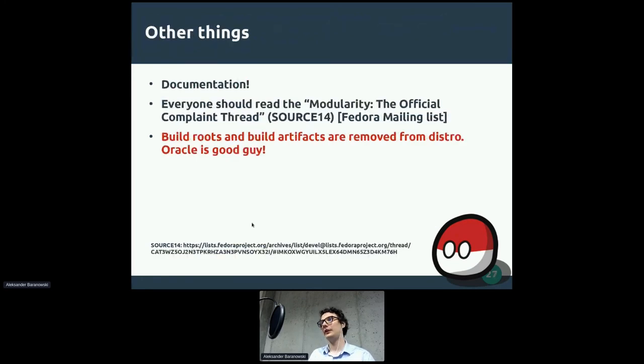Okay. The other thing that I believe should change when it comes to modules, the first and most important thing, is documentation for modules: how to build modules, and what the policy is, for example the retirement policy, for changing things in modules. So it should be documented. In my opinion, everyone who likes enterprise Linux should read the Fedora mailing list. It's listed as source 14 in this presentation. And this complaint thread is full of small examples, like I just said, that there are things that are broken in many places.